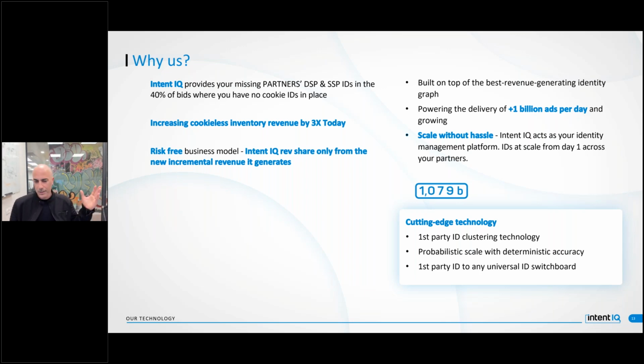So to summarize, first-party ID clustering technology having probabilistic scale with deterministic accuracy, and first-party ID to any universal ID switchboard. That's the essence of that service of bid enhancement. It's not forcing you to use this ID or that ID or to gamble. You can have them all. You can decide that you want to be sharing ID A, B, and C, and tomorrow adding E and D and F and Z, etc., etc., etc. That's the beauty of it.